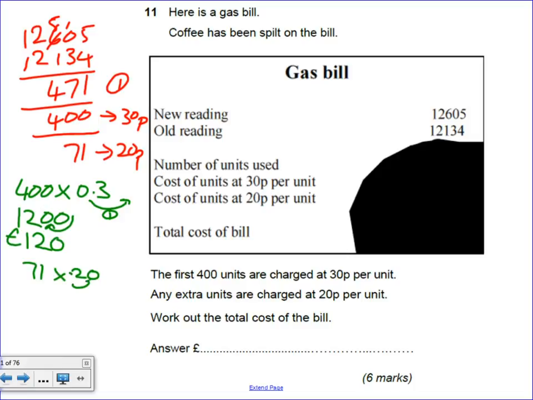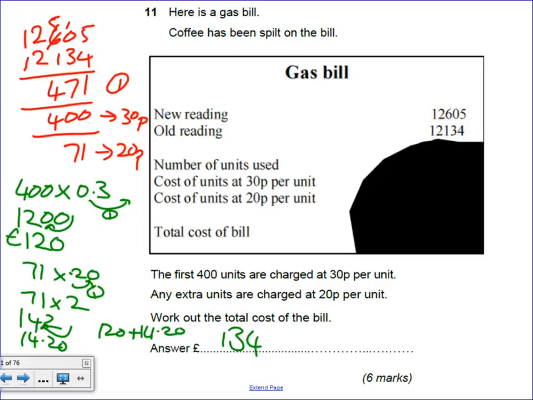So we move that one place, so it becomes 71 times 2, which isn't particularly difficult, 142. Okay, but then we've got one place that we need to move it back. So that's another £14.20. So 120 plus £14.20 gives us £134.20. That's 1, probably 2, 3, 4, 5, and that's your 6 marks.